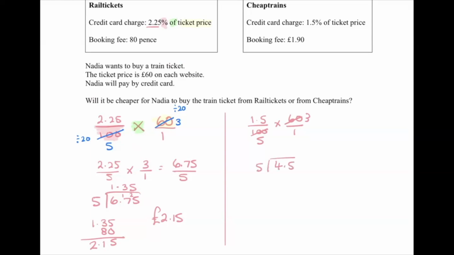So 5s into 4 don't go. Carry the 4. Put that point up though. And then 5s into 45 go 9. So this would be money-wise 0.90. Their booking fee is £1.90. So you add that up and you get £2.80. So the charges would be your ticket price 60 plus £2.15 here or £2.80 here. So we want to go with rail tickets.